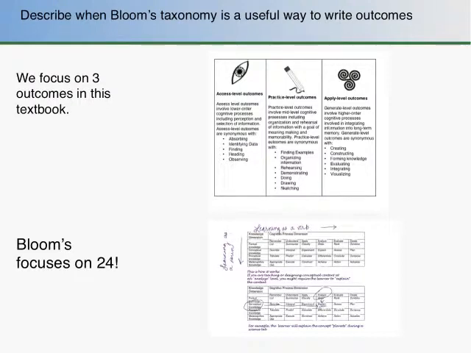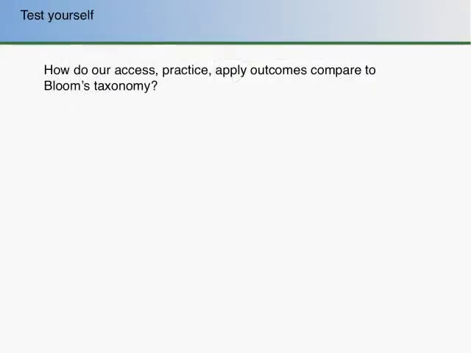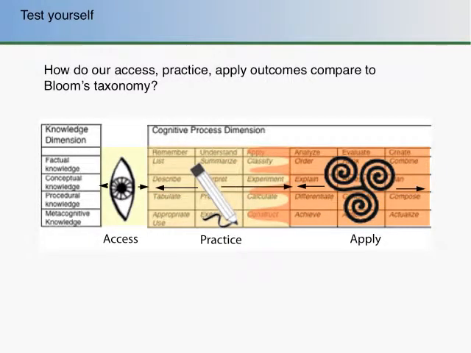How do our access, practice, apply outcomes compare to Bloom's taxonomy? They don't totally map. For one thing, I've created a column which is called access. Bloom's taxonomy deals with thinking from a remember level to a create level. But we have an access category, and that's because in the world of the 21st century, there is so much information now that's already available to us that the information itself needs to be designed. And so therefore, we need to have access-related outcomes.